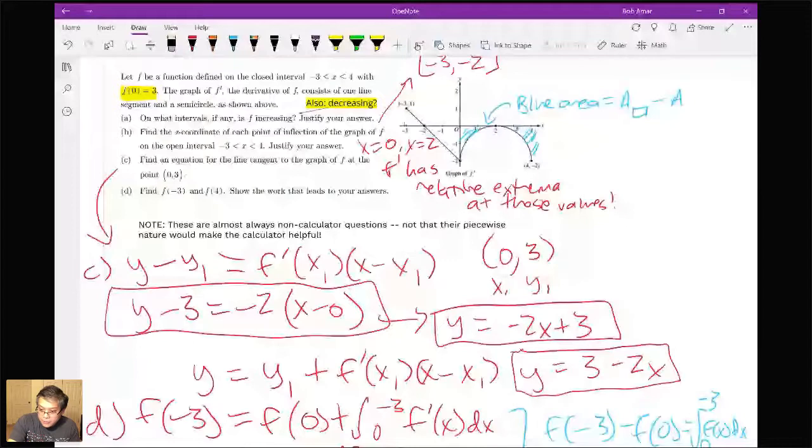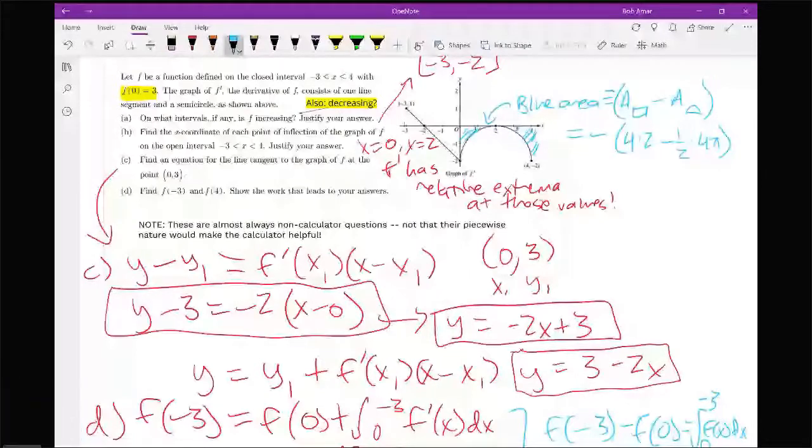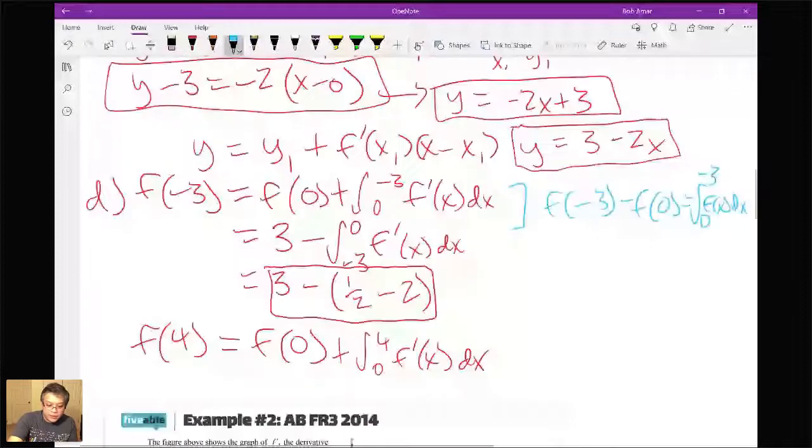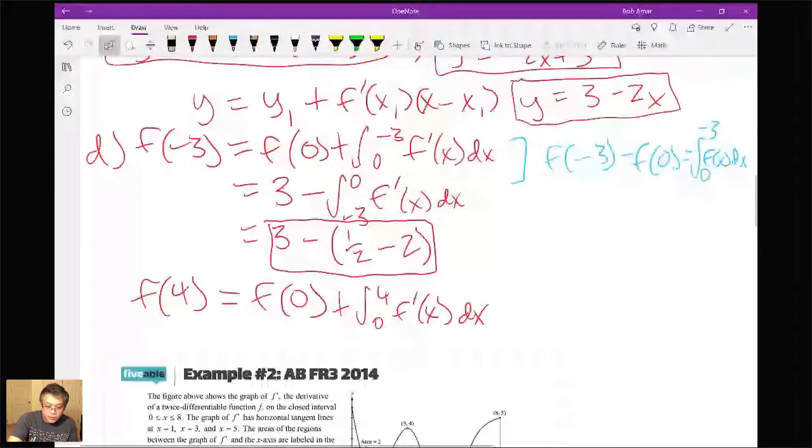And then let's agree that it's going to be the negative of the geometric areas. Okay, so this is going to be -4 times 2 minus 1/2 of pi r squared. And the radius of this circle is also 2. So this is going to end up being 2 pi. I'm going to also distribute the negative in the same step. So this is 2 pi minus 8. And so this final answer is 3 plus 2 pi minus 8.